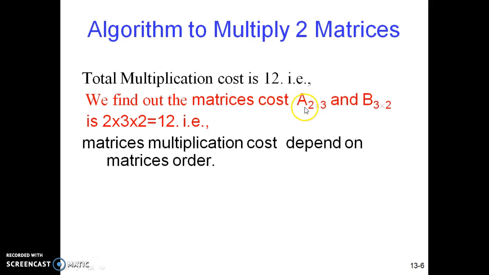That means the A matrix is 2 into 3 and the B matrix is 3 into 2. The matrix cost is 2 into 3 into 2, that is 12. The matrix multiplication cost depends on the matrix order. It does not depend on the matrix elements. The matrix cost always depends on the matrix order.